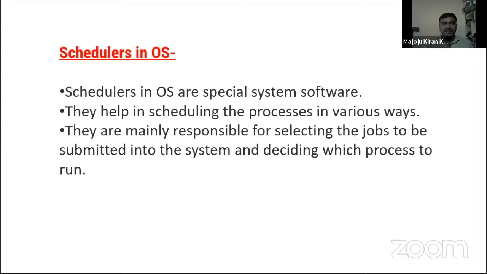For example, when you start multiple applications, they are loaded from the secondary memory into main memory, so they are in the new state. Then they are moved to the ready state and wait for the CPU. The CPU will be given to a particular process based on the scheduler. The scheduler's task is selecting a particular job to be submitted to the system, that is, which process has to be selected and run. That decision is taken by the scheduler based on the scheduling algorithm.